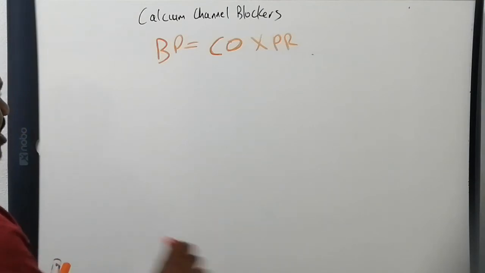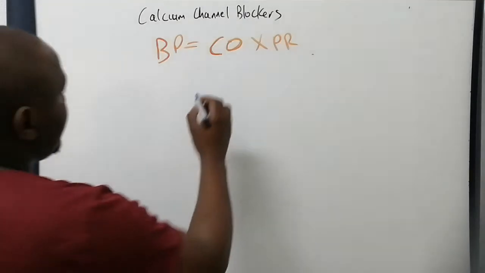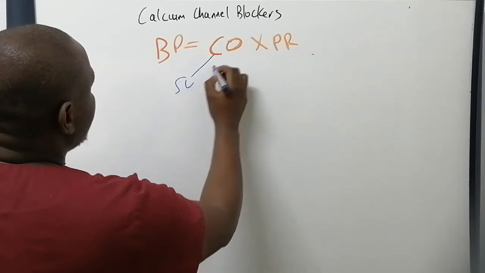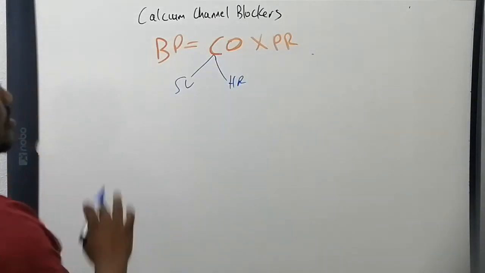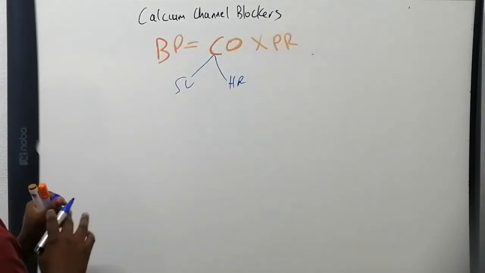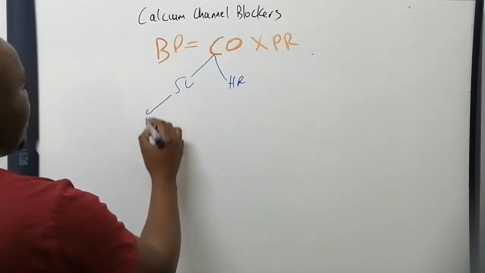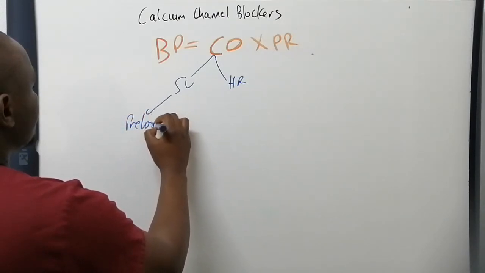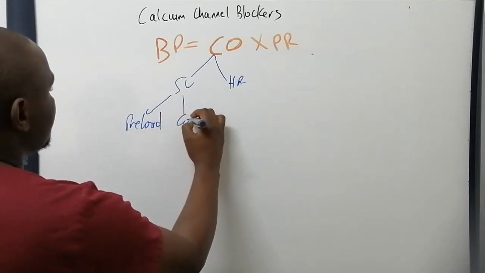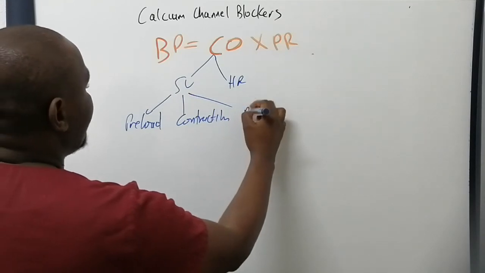But quickly, what I want to run over is something I didn't mention in that video. Like I said, stroke volume and heart rate, this is how you manipulate your cardiac output in order to manipulate your BPs, to drop your BPs. And this side we did talk about the preload, contractility, and afterload, right?